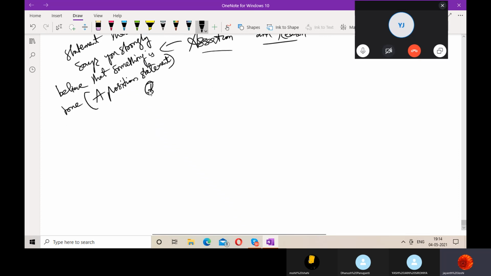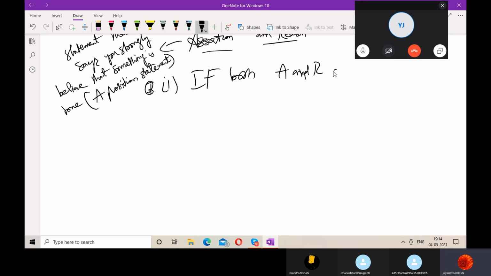Okay, I'll just come with the question and also the instructions. So the answer should be in this way. First, if both assertion and reason are true and reason is correct explanation of A, assertion.